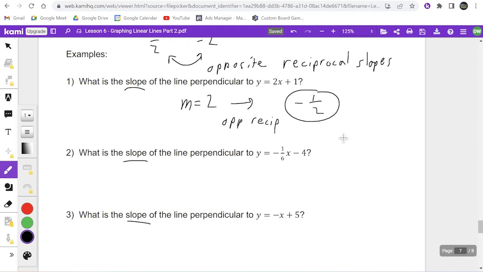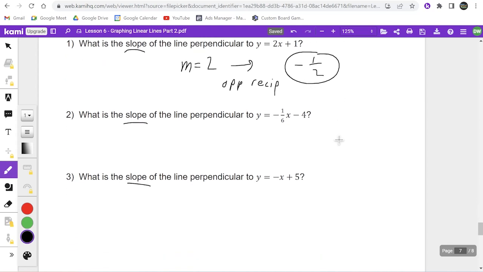So then why don't you try number 2 and number 3 on your own? Pause the video. You can do both of these at once. When we review, I'll go over both. Okay, does anyone have an answer? So here's what I'm going to say.